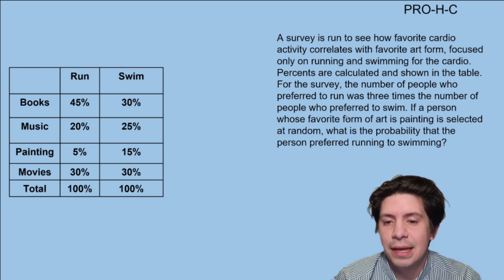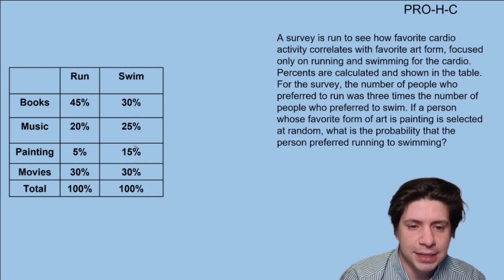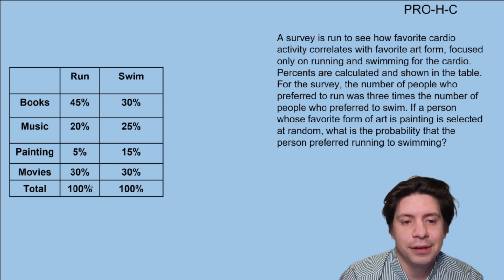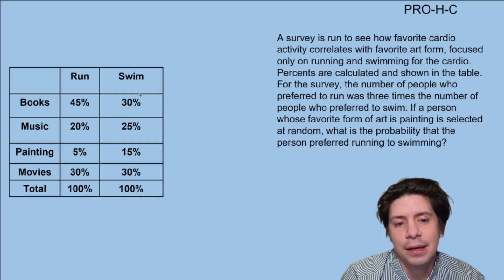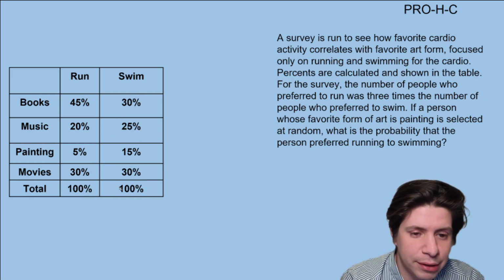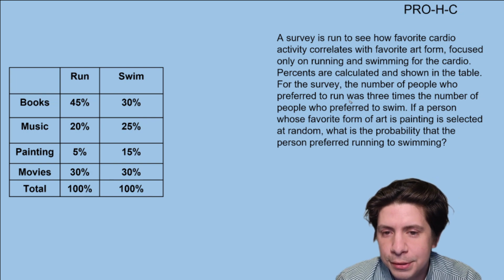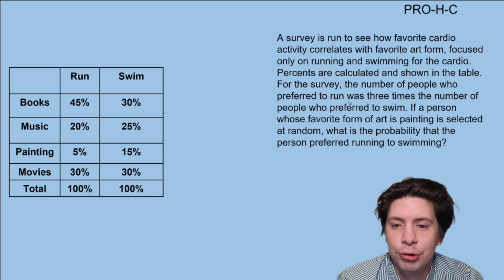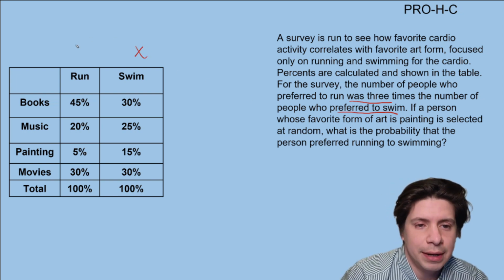So the key thing, and I think that makes this question hard, is that they each are 100%, but they're percentages of different things. Because this is the 100% of the people who like to run, and this is the 100% of the people who like to swim, but they're not related to each other necessarily, right? They're related when they're told that the number of people who prefer to run was 3 times the number of the people who prefer to swim. So if swimming is X, this is 3X.